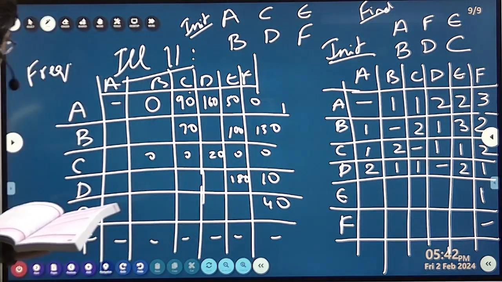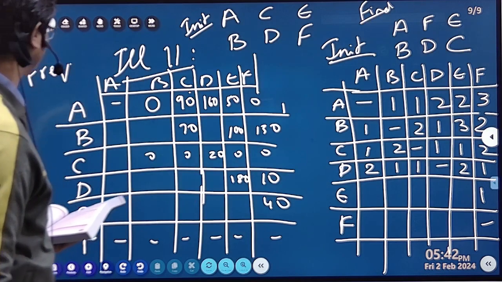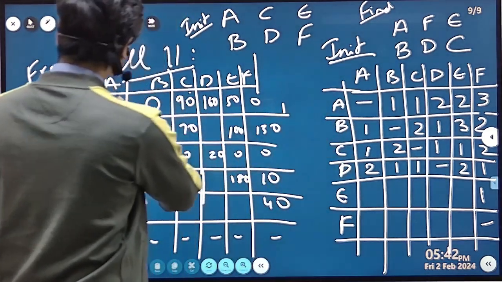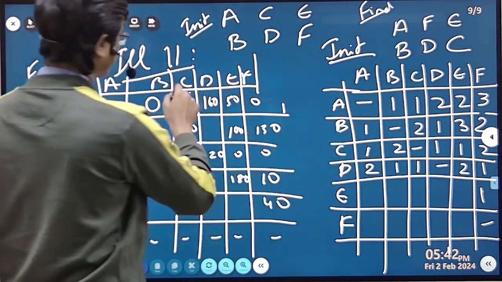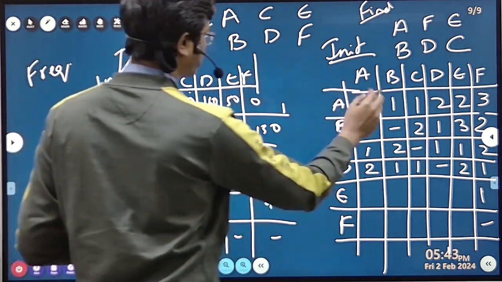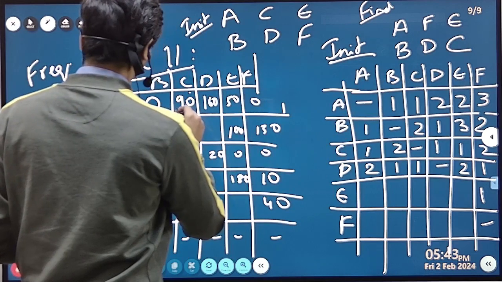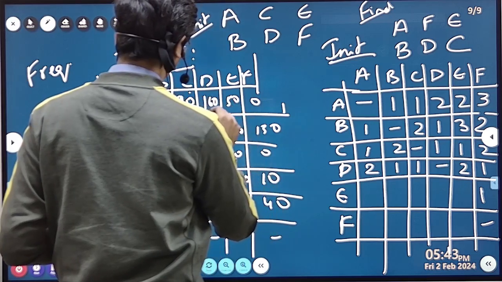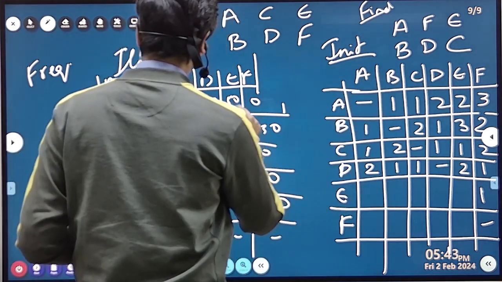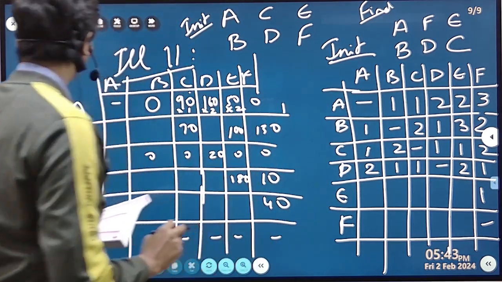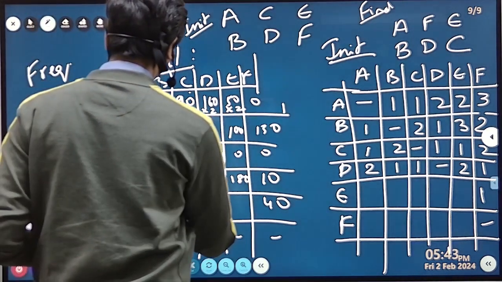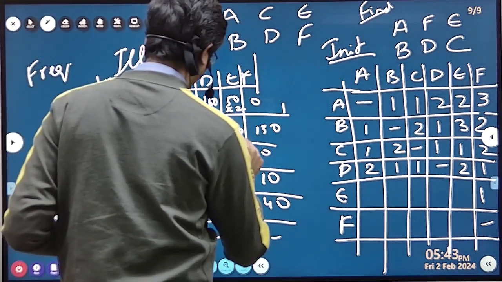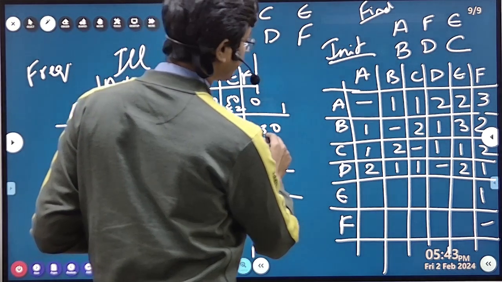Now coming to the cost. Now we have to see the cost. So I'll just replace this table here, so it will be easy. If you see, you just multiply the amount with the frequency. That will give you the cost, right? So 0 into 1 is 0, there is no need. So 90 into 1. And 160 into 2. 50 into 2. And this is not required. Similarly, from B to C, it is 70 into 2. And 100 into 3. And 130 into 2.